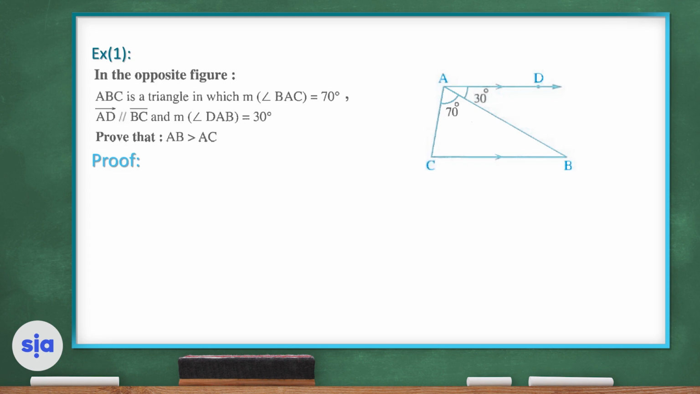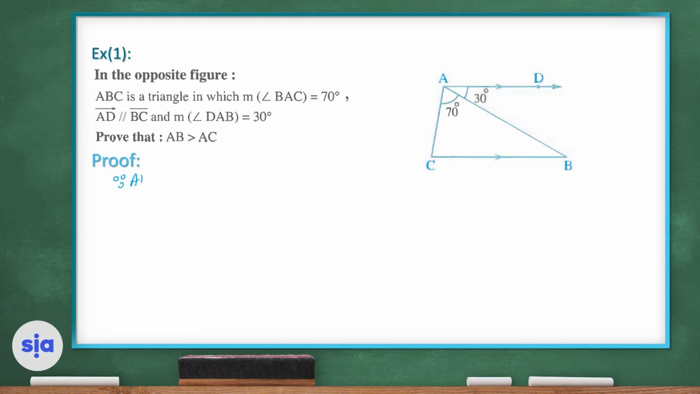Exercise number 1. ABC is a triangle in which the measure of angle BAC is 70 degrees, where ray AD is parallel to segment BC, and the measure of angle DAB is 30 degrees. The question wants us to prove that AB is greater than AC.